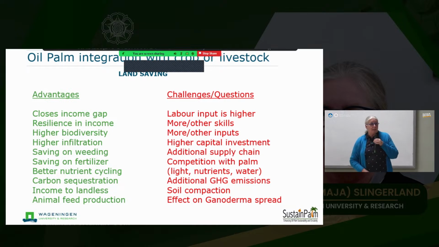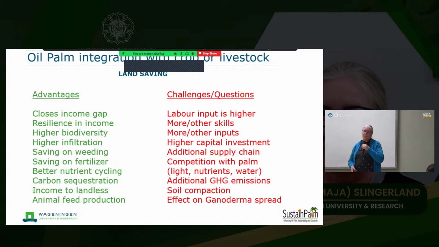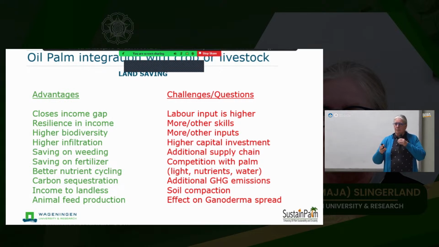You also save on weeding. If you put cattle in your oil palm and they graze, that means you don't have to put herbicide. It's good for the environment, but also for the cost, because the cattle are doing the weeding for you. You may save on fertilizer. The cattle put manure, but you have to be careful there. If you graze the cattle and they put manure on the same field, it doesn't add any nutrients because they eat the nutrients from the field and then give it back as manure. So you don't save fertilizer then.